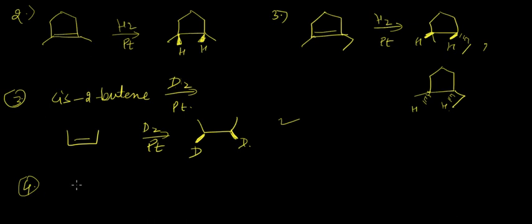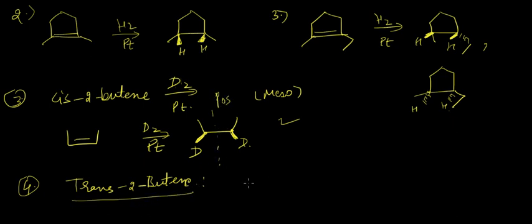Okay, so the fourth point is trans-2-butene. One more thing: you can actually see this is a meso compound. Why? Because there is the presence of chiral centers and there is a plane of symmetry. Okay, so trans-2-butene when reacting with again the same D2 over the surface of Pt, then you will again have something like this, where these two are getting connected, let's say, below the plane. Now we can have something like D and D here.